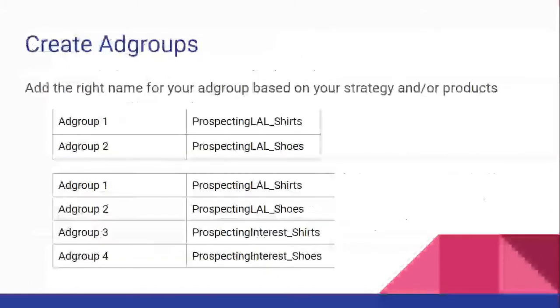Okay, so this is how the structure would be for your ad groups. Like I said, if you're selling shirts and shoes, then you have ad group 1 and 2 in the first table. But if you're selling shirts and shoes to 2 different audiences, for lookalike audiences and for interest level audiences, then you would have 4 ad groups and not 2. So your naming convention will be different based on that, your audiences will be different based on that, and your ads will be different based on that.